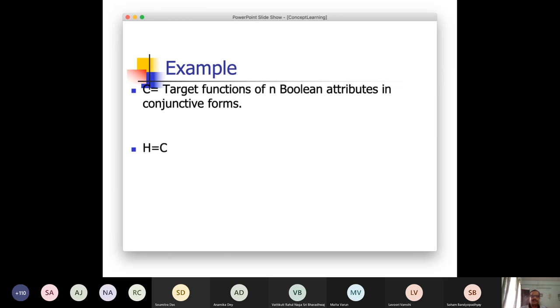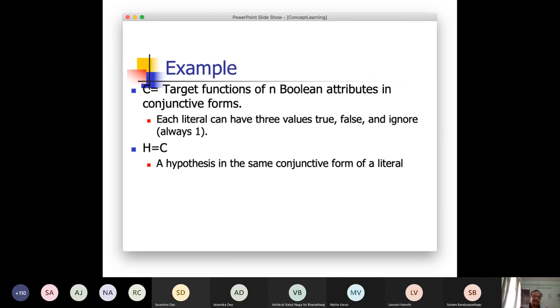Suppose we have target functions of n Boolean attributes in conjunctive form. The kind of case we have studied is in that form itself. In this case, each literal can have 3 values, as you know: true, false, and ignore. So suppose these are the Boolean attributes. You can have true, false, and ignore in this form. So it is a special case of that. So for a hypothesis in the same conjunctive form of literals, the hypothesis space is 3 to the power n, a special case where we are considering only these 3 cases: true, false, or ignore.